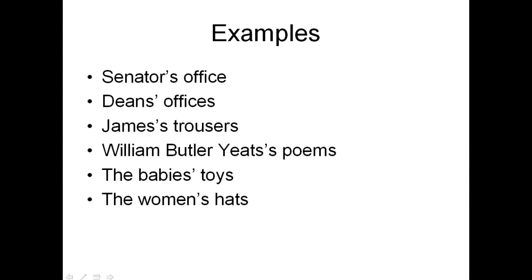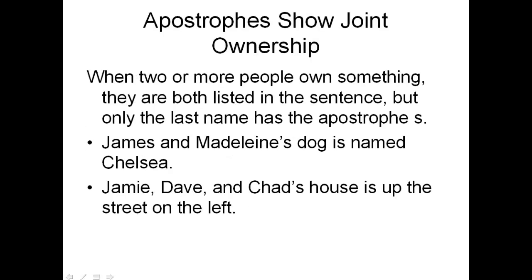The babies' toys, we have multiple babies. That word is already plural, so the apostrophe goes at the end there. Toys. And we have women's hats. Women is already pluralized. And so we have apostrophe S, and we have hats, which are plural, multiple hats.